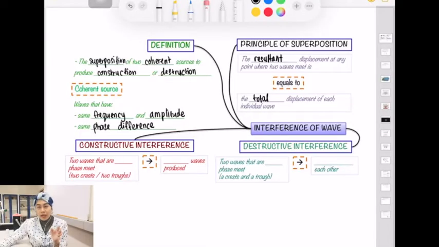Okay, so from the animation, you can see that there are two instances that happen when a superposition happens. The first one is that it produces a larger wave, and the second one is that it cancels out each other. When it produces a larger wave, either a larger crest or a larger trough, we call it constructive interference. But when it cancels out each other and it becomes flat like that, that is destructive interference.